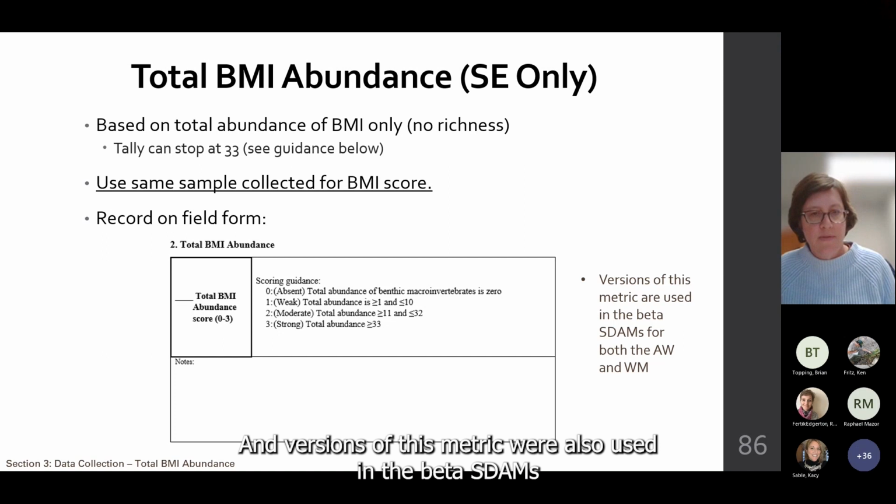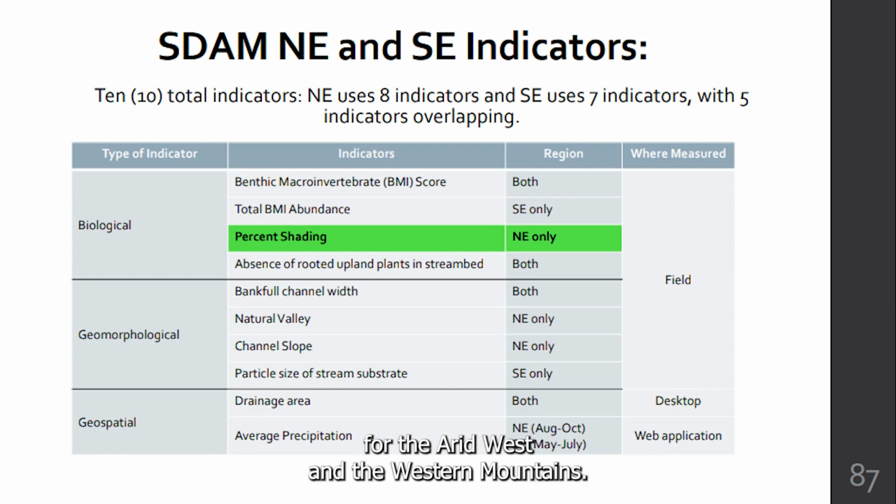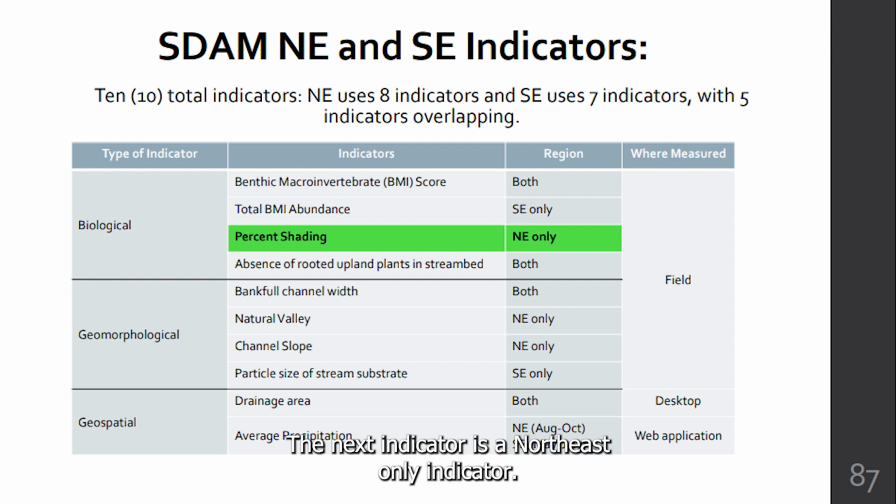And versions of this metric were also used in the beta SDAMs for the arid west and the western mountains. All right, the next indicator is a northeast only indicator. It is percent shading.